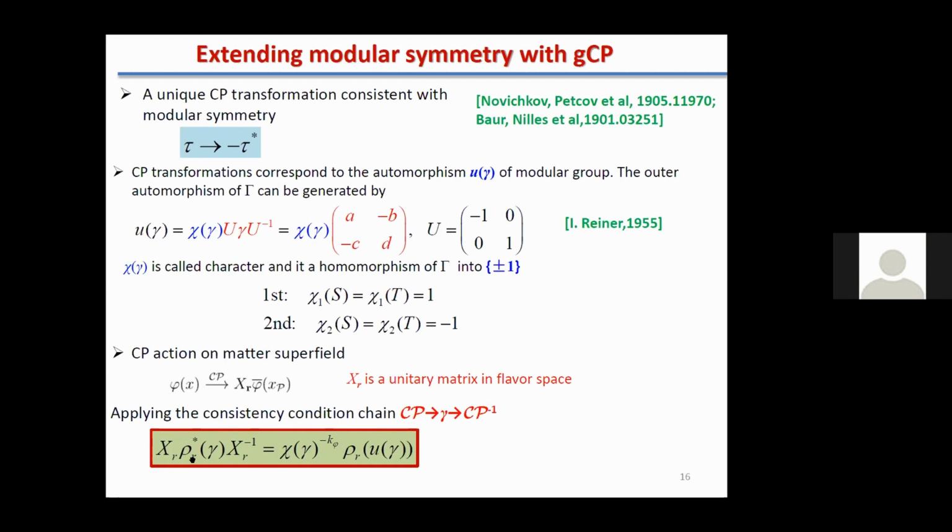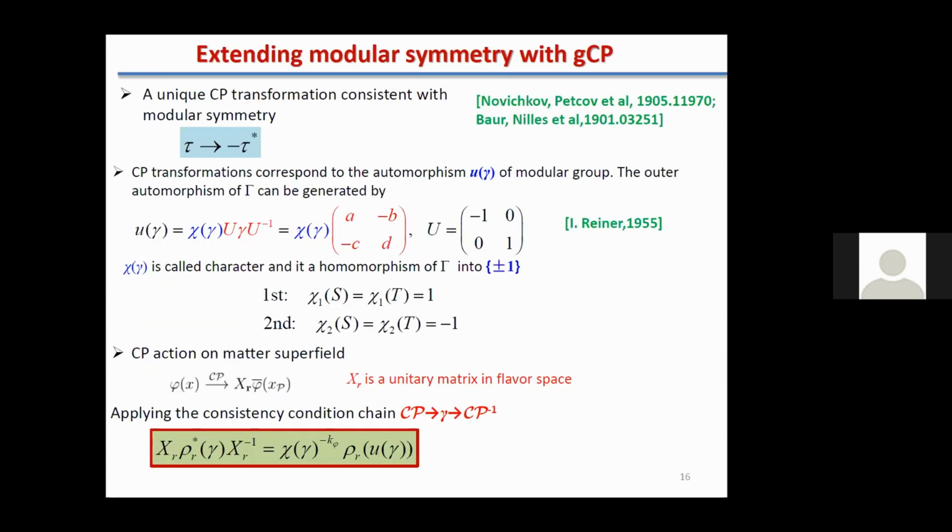So this is the most general consistency condition for SL2Z. This consistency condition determines the CP transformation of XR. So by solving this condition, we can get the allowed form of XR in a specifically chosen working basis. And in practice, we only need to consider gamma being S and T. That means we only need to consider two consistency conditions for gamma equal to the modular generators S and T.